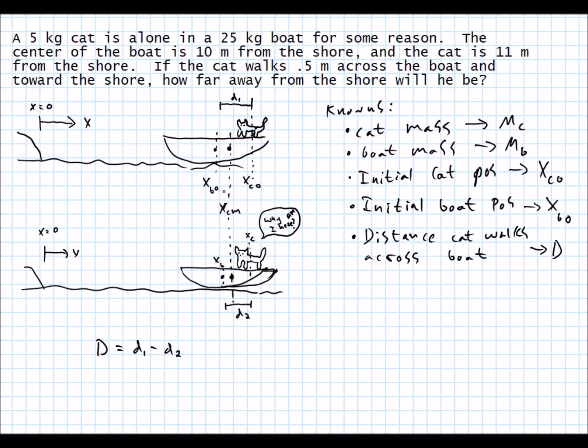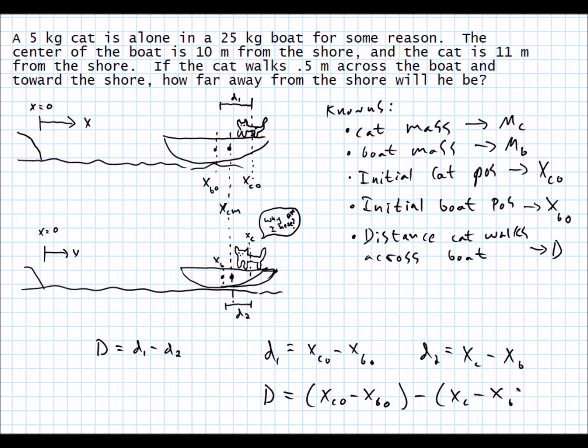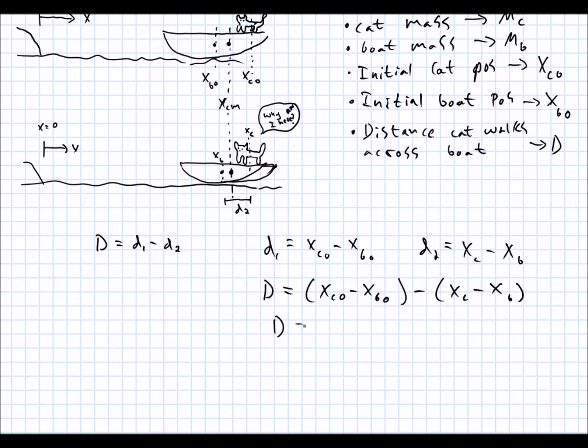So, well, we can check out our drawing. We already labeled all these x values. D1 is going to equal x_c initial minus x_b initial, right? The distance all the way to the cat minus the distance to the boat gives us that D1. And D2 is going to equal x_c minus x_b for the same reason. So D is actually going to be D1 minus D2. Distributing this out.